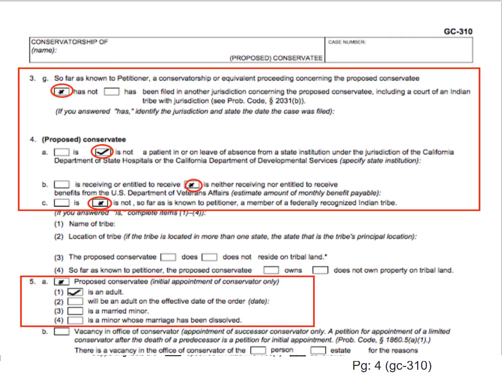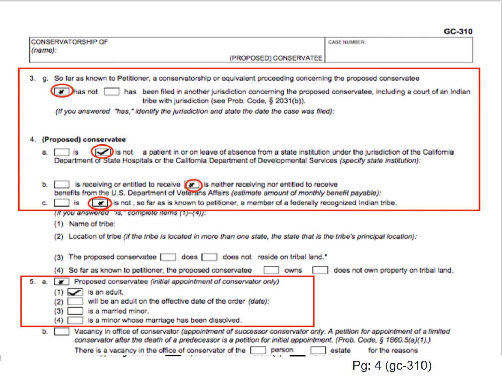Item 3G asks whether another conservatorship case has been filed in another jurisdiction regarding the conservatee. Item 4A asks whether the conservatee is a patient in or on leave from a state institution. Item 4B asks whether the conservatee is entitled to receive benefits from the U.S. Department of Veterans Affairs. Item 4C asks whether the conservatee is a member of a federally recognized Indian tribe.